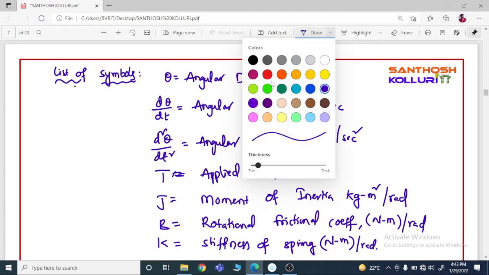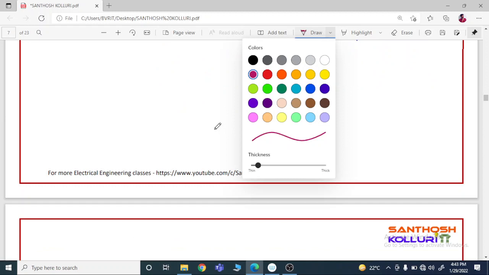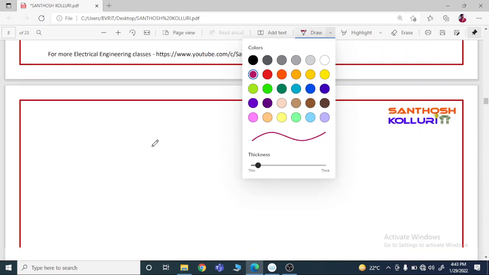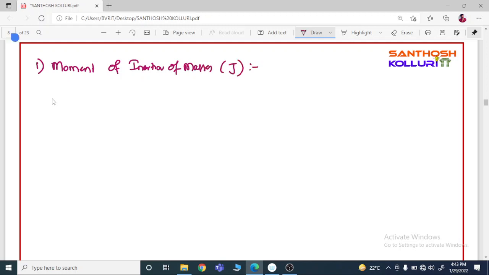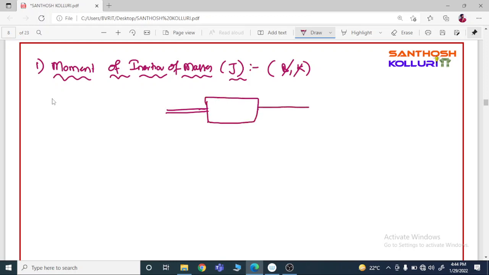Now we will discuss one by one the mechanical rotational system torque balance equation parameters. First one is moment of inertia of masses, represented with J. When I am considering an idealized moment of inertia of masses J, then the friction as well as elasticity are neglected, and here this is my moment of inertia of masses, and it is assumed to be existing at the center of the body.